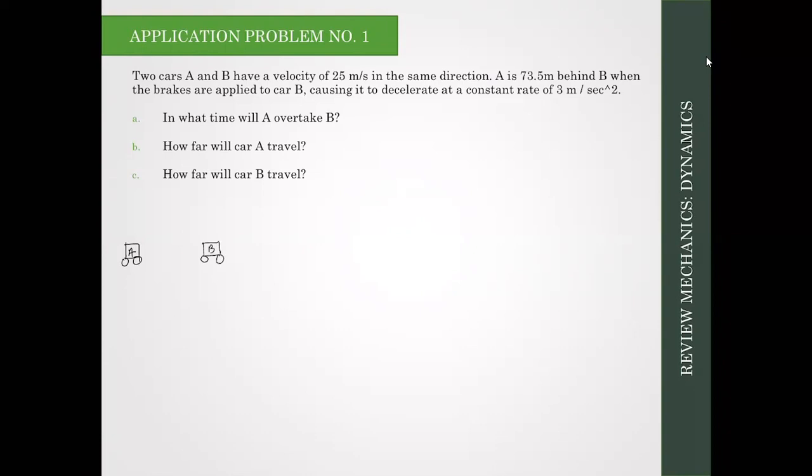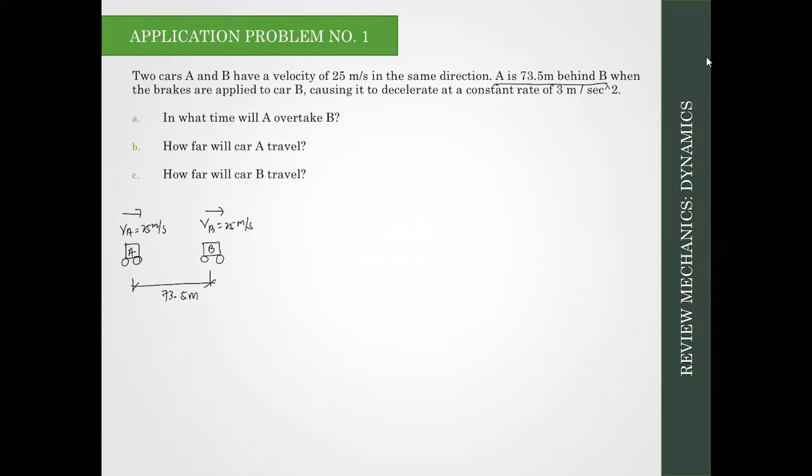Paano ko nalamang ganyan yung condition? Kasi sabi, A is 73.5 behind B. So, ibig sabihin yung distansya nito is 73.5 meters. And then nakalagay, they have a velocity of 25 meters per second. Yung velocity na yan, same sa direction ng motion natin, so meron tayong 25 meters per second to the right, when the brakes are applied to B.